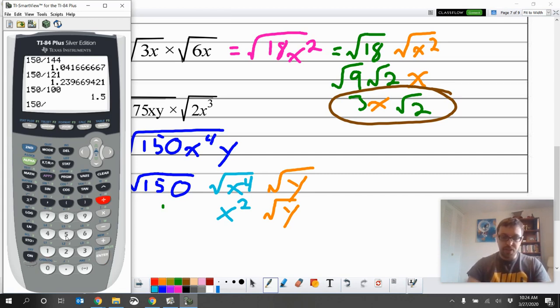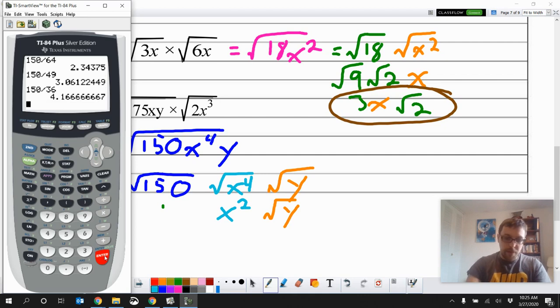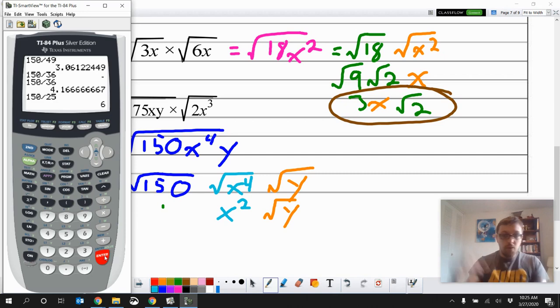150 divided by, we just did 10, let's check 9 squared. Remember, you can do it this way as well. Nope, that's not right. 150 divided by 8 squared, that's 64. Oh my gosh, come on. 150 divided by 7 squared, 49. No! 150 divided by 6 squared, 36. Come on, come on. Woo! Yes, success. All right, so we got one.